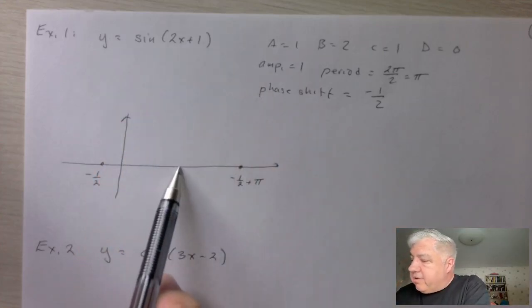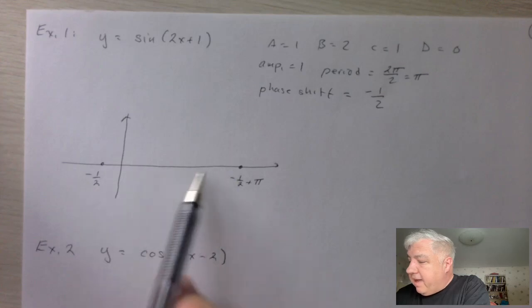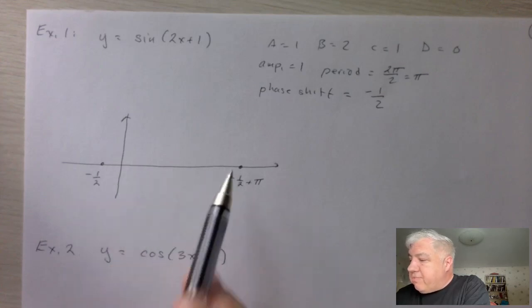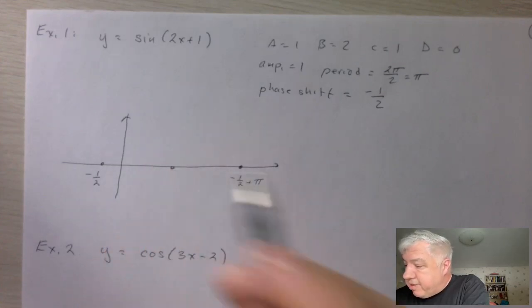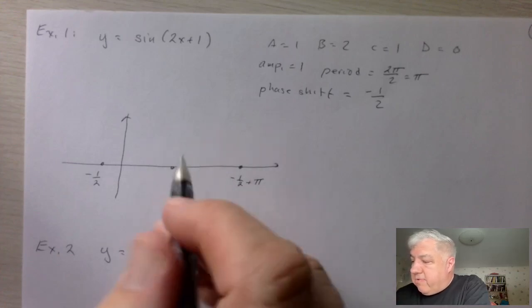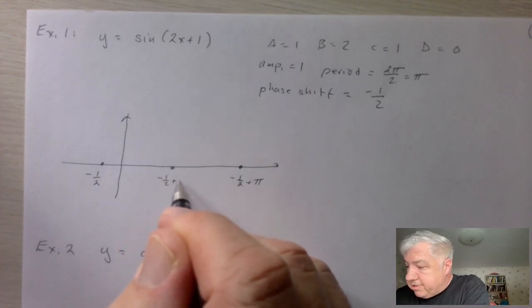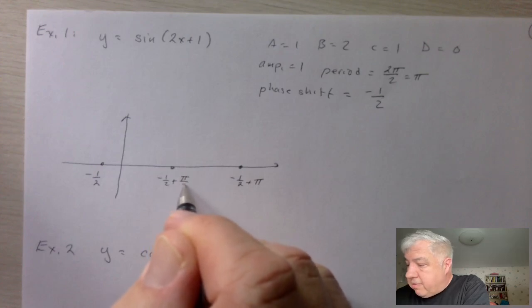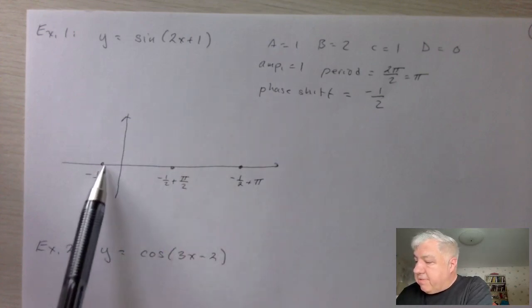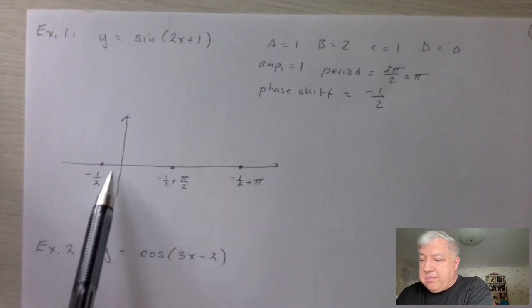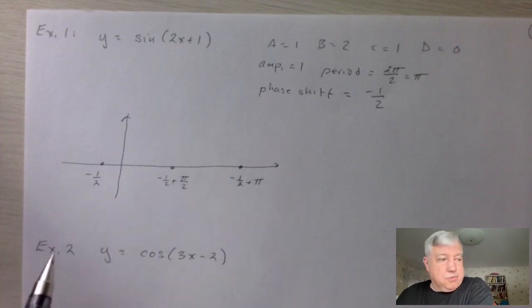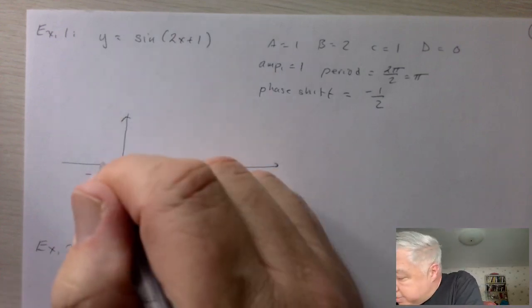You might want to estimate the halfway point between this point and this point, which will be this point right here. That will be negative 1/2 plus pi over 2, if you want. The reason for that is because the distance from here to here is pi, so from here to here must be pi over 2. And then the graph looks like this.